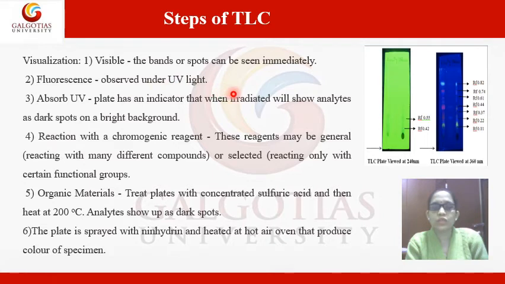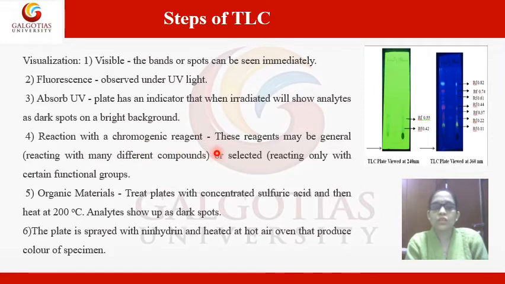There are two ranges of UV light we use for visualization in TLC. One is short wavelength, around 240 nanometer, and the other is long wavelength, 360 nanometer. After development, we dry the plate, see it under the different wavelength ranges of UV light, and then identify the spots. Then there are chromogenic reagents, which are chemical reagents used for visualization. These reagents react with the compounds and give particular colors.